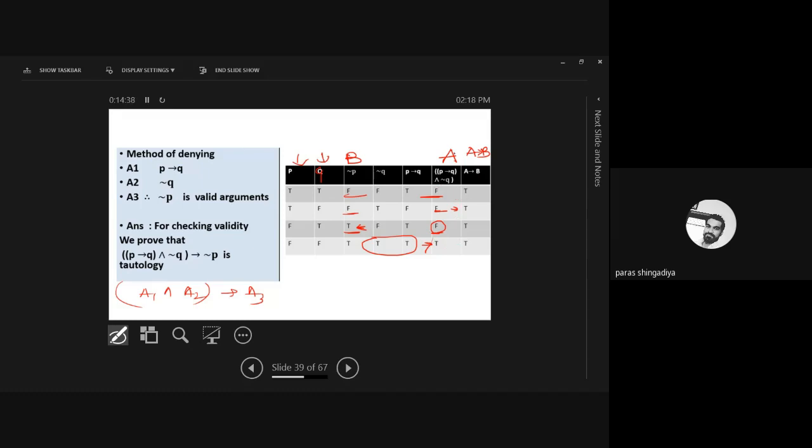Clear? So in the last column, all the values are T, so it is a tautology. What does it mean? a1, a2, a3 is a valid argument. It's very easy. This table is important here, and this formula is important. You should know how to operate each operator, how to deal with any given operator. That is important here.